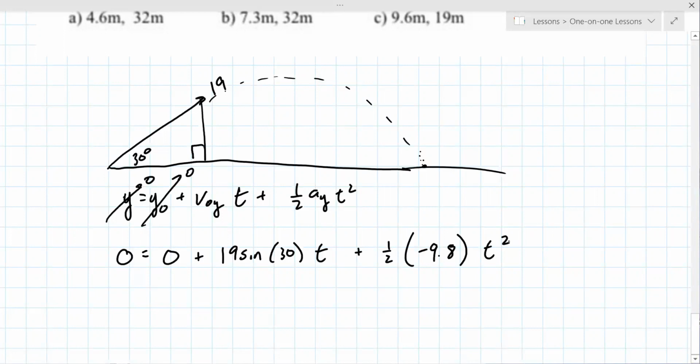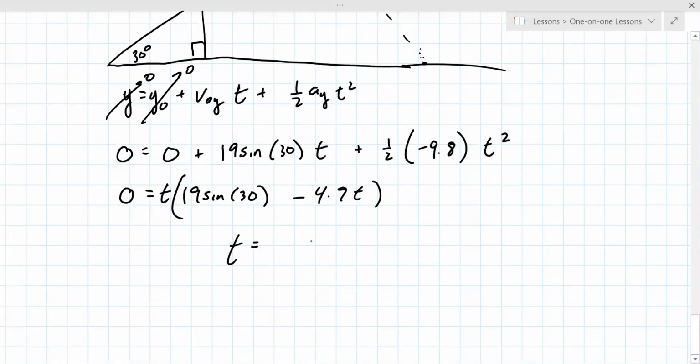All right, and then plus 1/2, and then acceleration, which would be negative 9.8 t squared, and I can calculate that out. I could get t equals 19 sine of 30 over 4.9. And I can calculate that out. 19 sine 30 divided by 4.9. Perfect. Excellent.